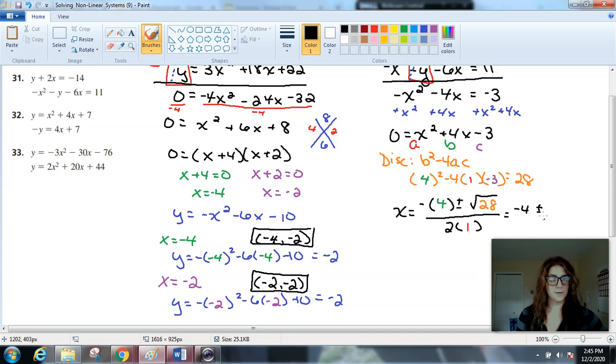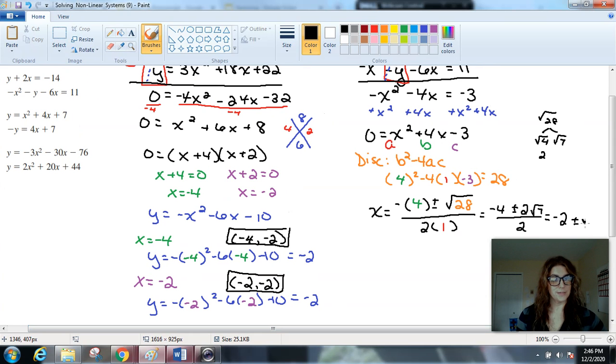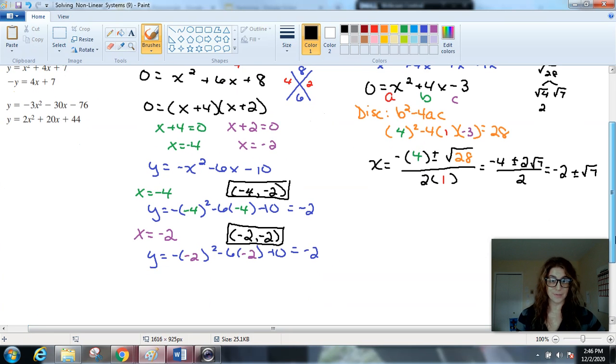So -4 plus or minus, I'm going to do the bottom first. 2 times 1 is 2. Now the square root of 28, I can reduce that. Square root of 28 splits to the square root of 4 times the square root of 7, and the square root of 4 I know is 2. So I have 2 radical 7. And then I notice all those whole numbers are divisible by 2, and if I divide them all by 2, I have -2 plus or minus square root of 7. Those are my x's. Not the prettiest of x's, but they're my x's, and I have to deal with them.